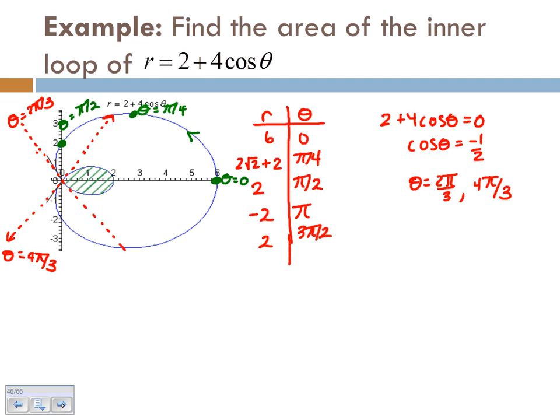Let's see. At pi, I am at -2. Well, here I am at 2 pi over 3. I'm at 0, right? I'm going this way. And then at pi, I'm right here. And then at 4 pi over 3, I'm back at 0. And then we could see at 3 pi over 2, I'm at 2. And then you can put in 2 pi again to be back where you started.